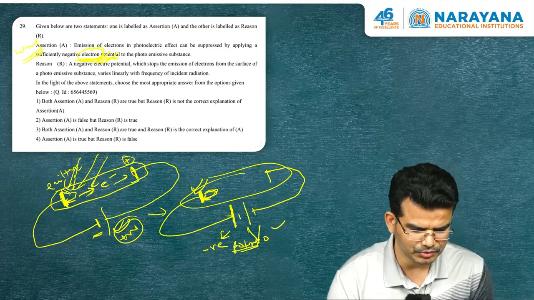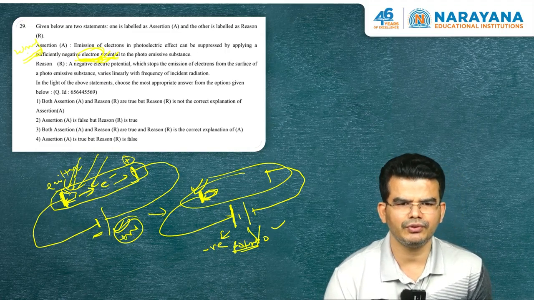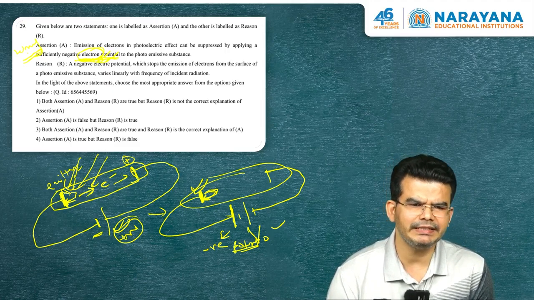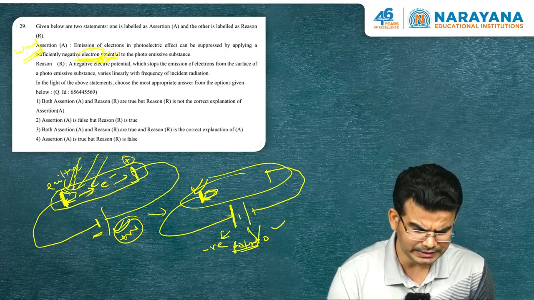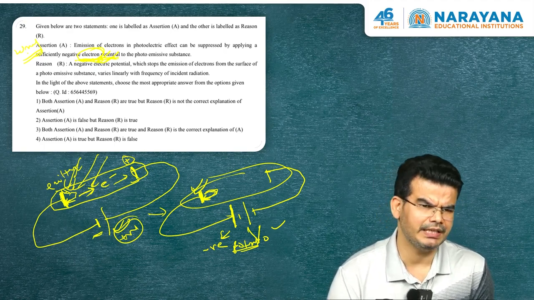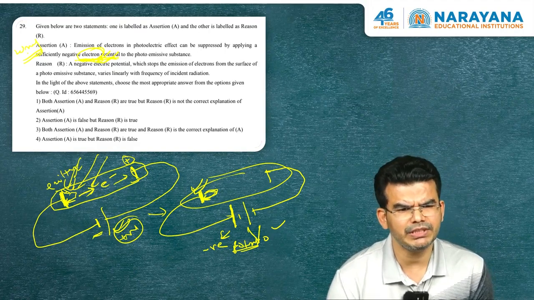Okay. Let us come to the reason. A negative electric potential which stops the emission of photoelectrons from the surface of a photoemissive substance varies linearly with the frequency of incident radiation. That is what we are calling. So, let us see this. Right now only I said that at a stopping potential, the electron having maximum kinetic energy is also unable to reach the collector.